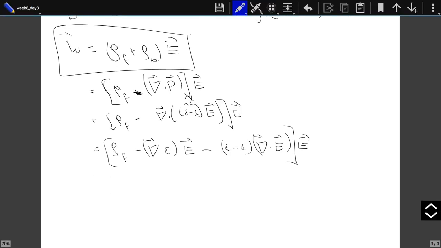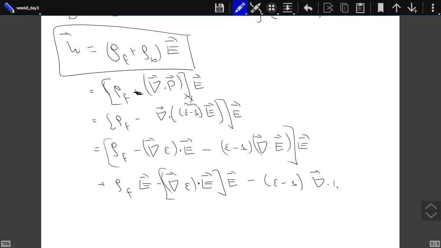Which will be rho free times E minus the gradient of epsilon dot E, sorry, not E squared, we have the scalar dot over there, minus epsilon minus 1 divergence of E times E. It's still in the direction of E. This is what I would have expected. Because there is a problem with the mathematical arrangement.